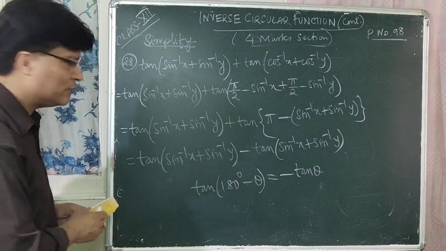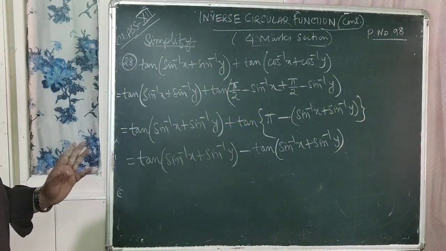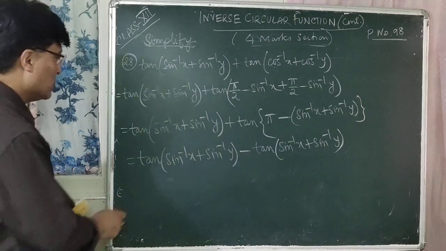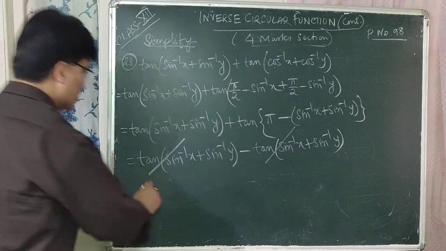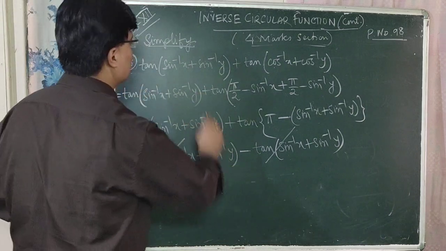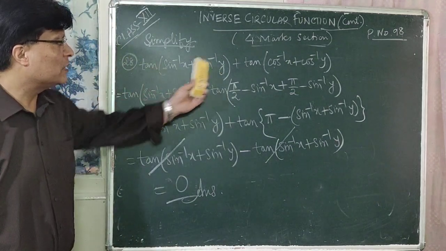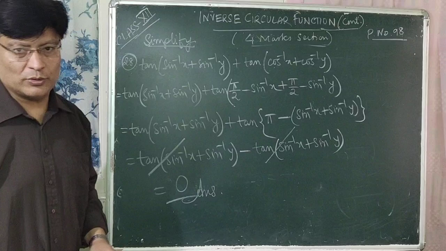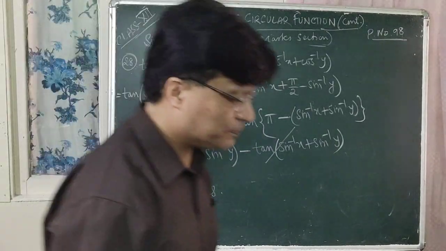Is it understood now? So now you have understood, right? So these two can be cancelled. What is the value of this expression? That is 0. This is your answer. So the simplified form of this question is 0. Right, so you can copy it. We'll do the next question now.